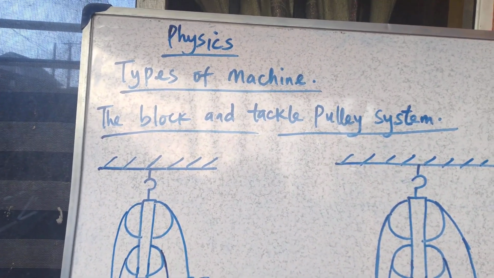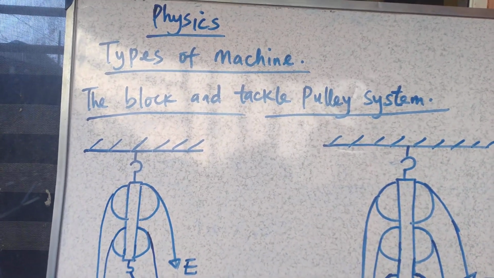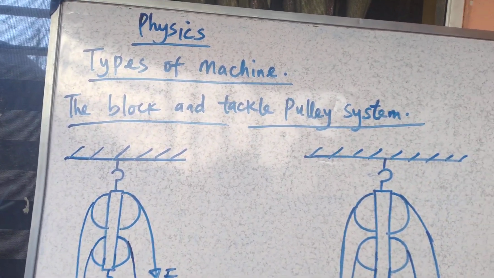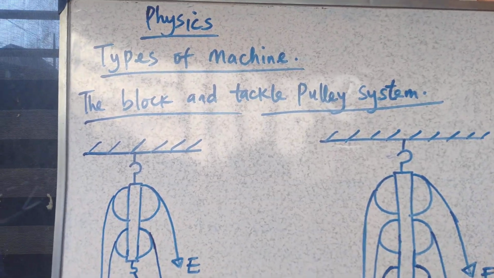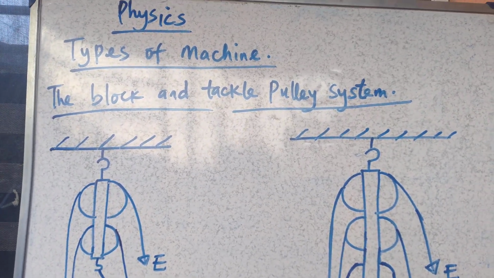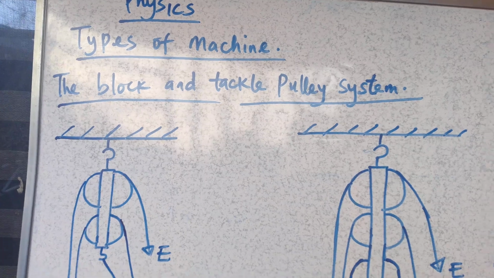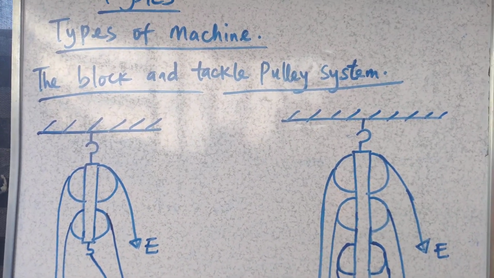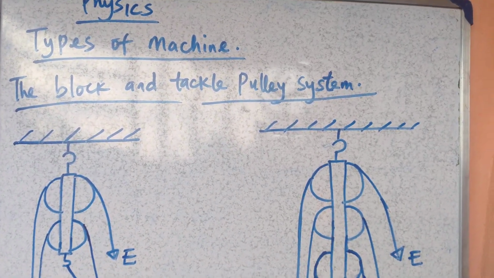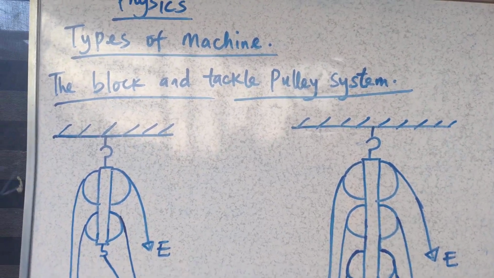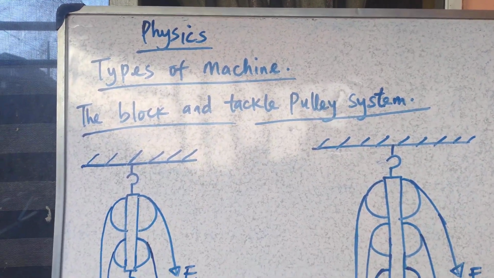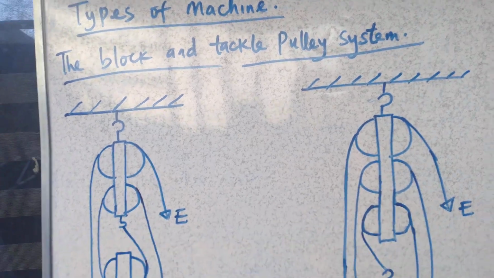And this is the second type of machine, the block and tackle pulley system. In the previous class we looked at the lever system. There we were made to understand the three types of lever: the first order lever, second order lever, and the third order lever. And then we solved the question on the lever system, applying the principle of moment. So today we'll be looking at the block and tackle pulley system.